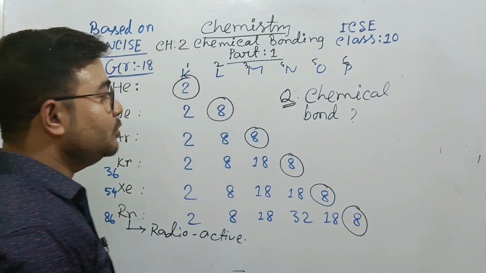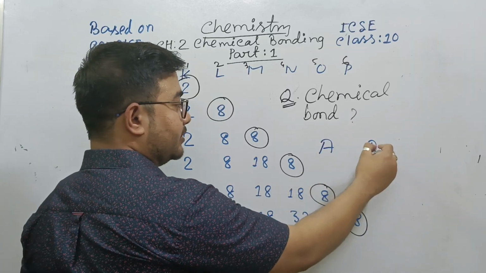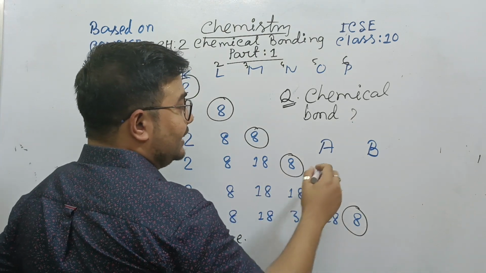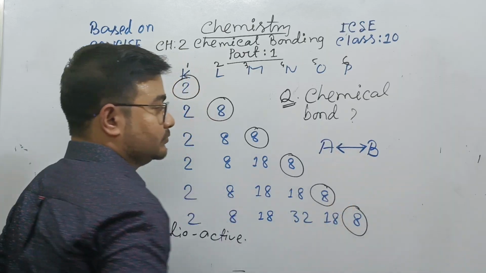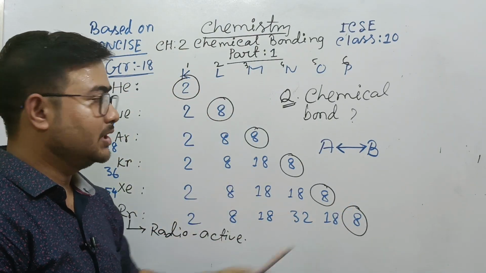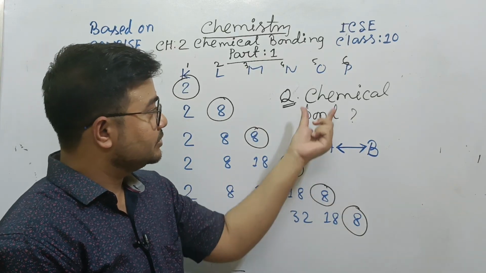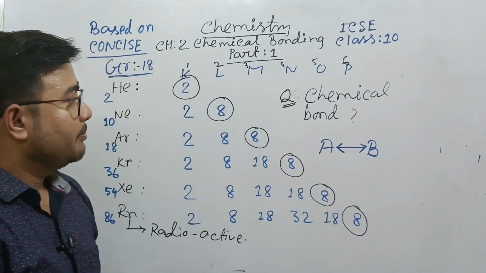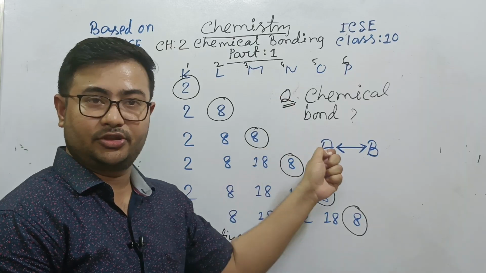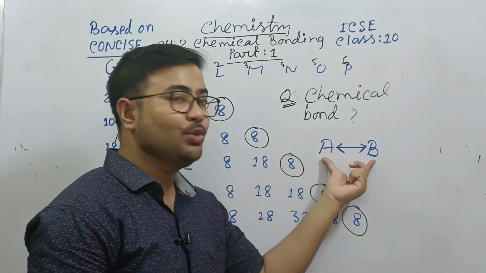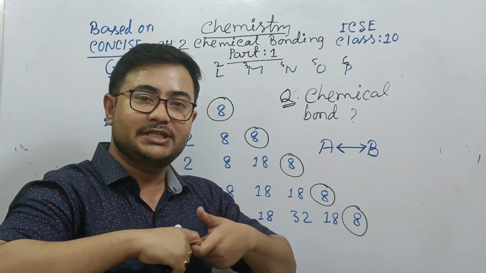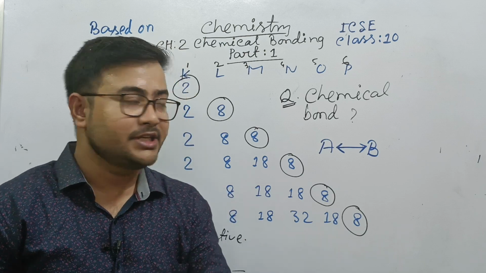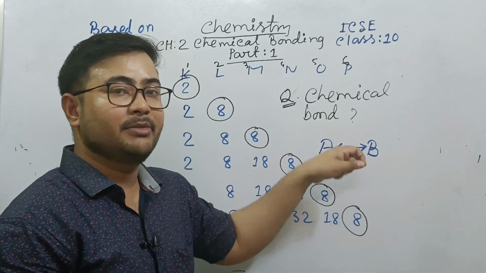Okay, suppose this atom and another atom are trying to join with each other. Why? To gain the stability. So see, look at the word chemical bond. So this is chemical bond. So my question is, what is chemical bond? Chemical bond means when these two atoms try to join with each other, then there will be a force of attraction. This force is known as chemical bond or chemical bonding.